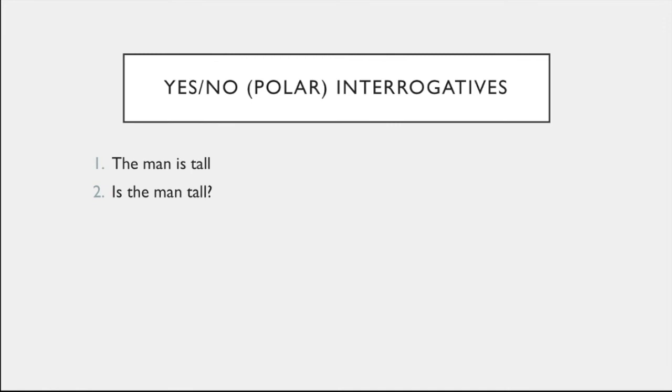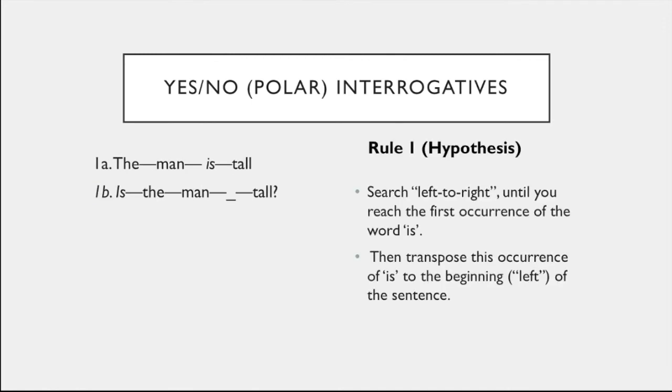Suppose that we're trying to come up with a rule that derives yes-no questions from their declarative counterparts, as in sentences 1 and 2. One possible hypothesis, which we could call Rule 1, involves taking the sentence simply to be a string of words and relying on the property of linear order. It would say, search left to right until you reach the first occurrence of the word is. Then transpose this occurrence of is to the beginning of the sentence, that is, to the left. Here, 1a and 1b illustrate the input and output of the operation, respectively, and you can see that there is a gap in 1b in the place where is was extracted.